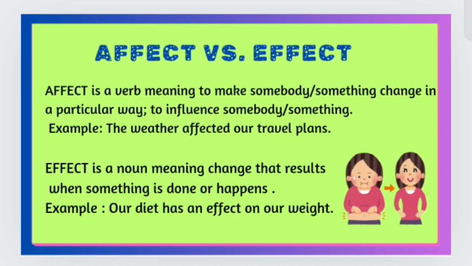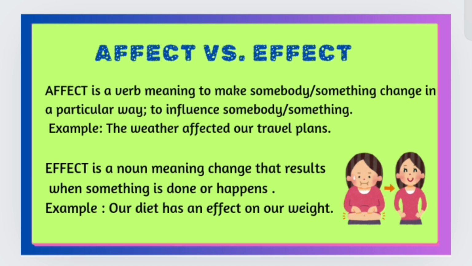The next set of words are affect versus effect. Here also you see there is a difference of a vowel that changes the pronunciation a little bit. The first word is affect. We spell it A-F-F-E-C-T. And it is a verb which means to make somebody or something change in a particular way. In other words, this particular word signifies a kind of influence over somebody or something.